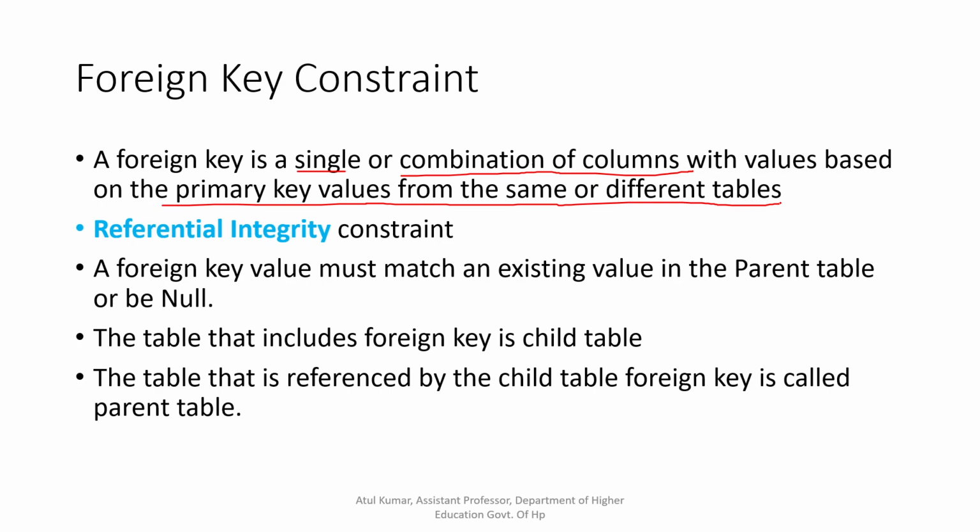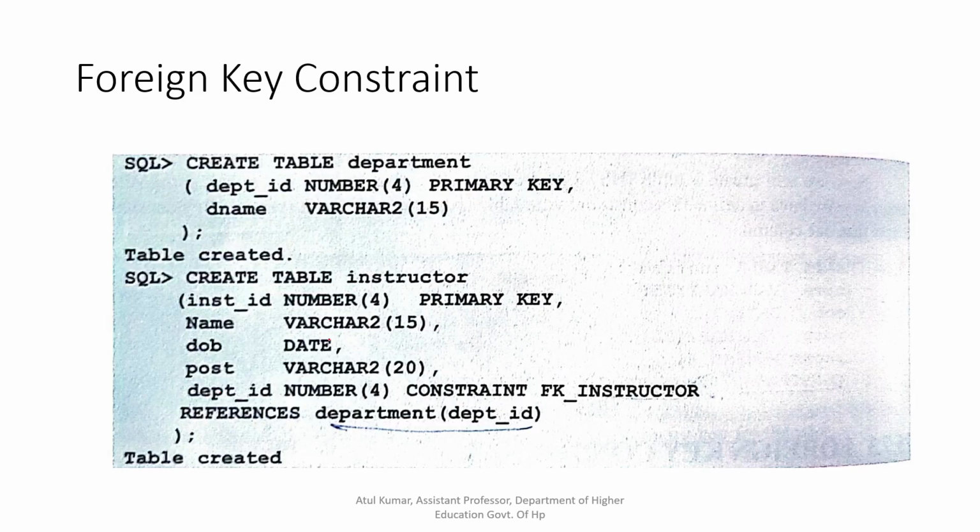The table that includes a foreign key is called the child table, and the table that is referenced by the child table's foreign key is called the parent table. So there are two tables, one is the parent table and the other is the child table. The child table always contains a foreign key, and the table referenced by it is called the parent table. Basically, a foreign key is used to make a connection between two or more tables in a database. For example, we have two tables, one is department and the other is instructor.